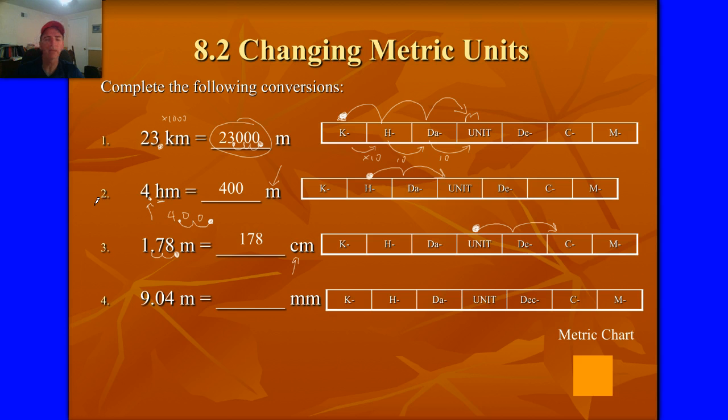The beautiful thing about the metric system, it's all based on the number 10. You're either multiplying or dividing by 10. And when we do that, the numbers don't change. It's a beautiful thing, really.